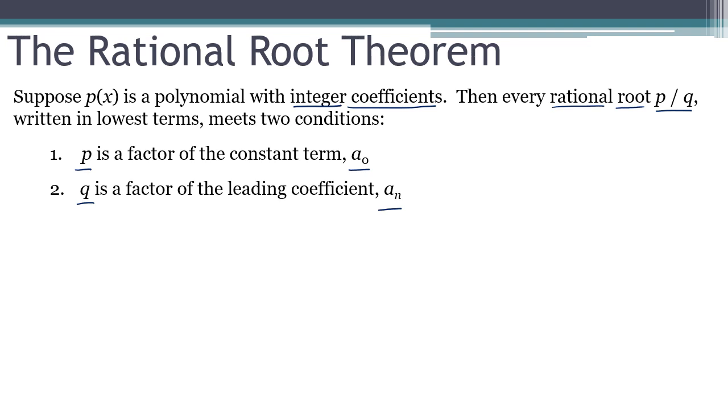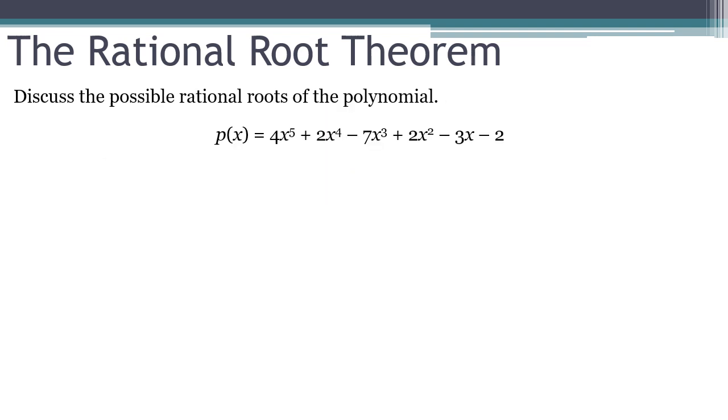Okay, so again, this is one of those wordy ones. It's easier, I think, if we look at some examples, right? We'll see what's going on. So I have this polynomial here. And notice that you got to read the questions. I wasn't actually asked to find the rational roots. I was just asked to discuss them, right? I want to know what the possibilities are based on this theorem.